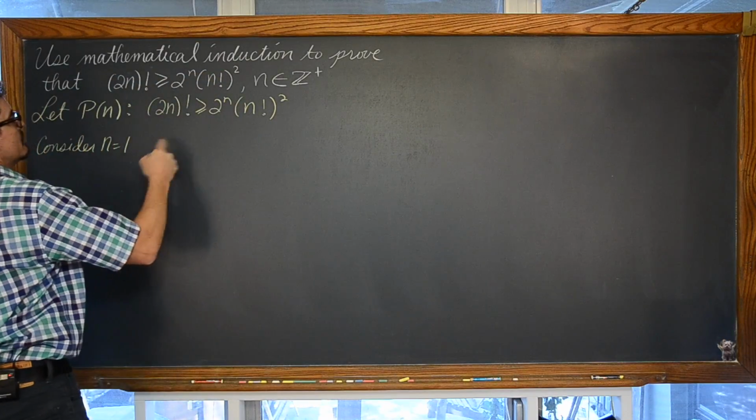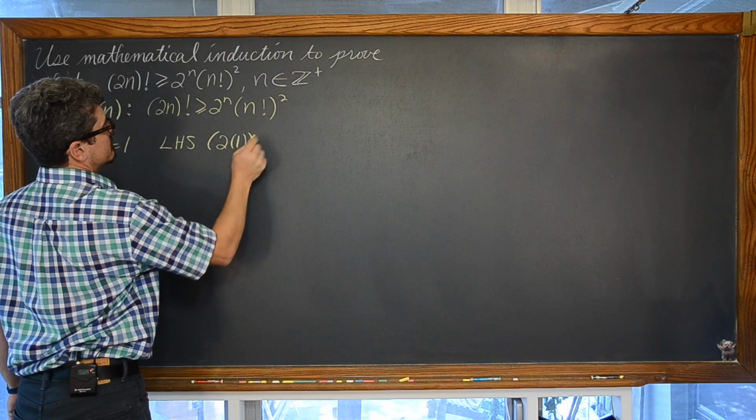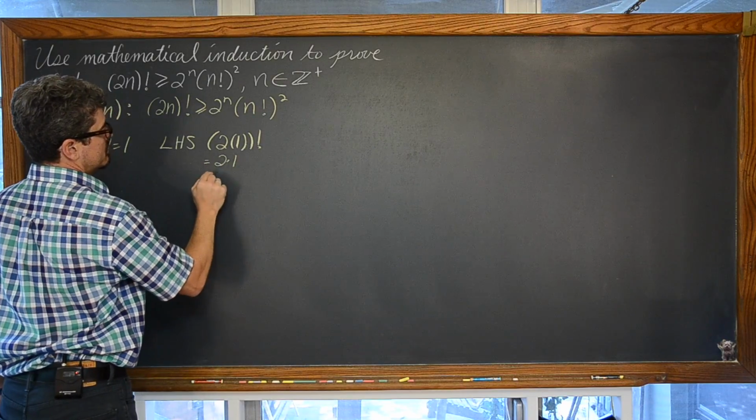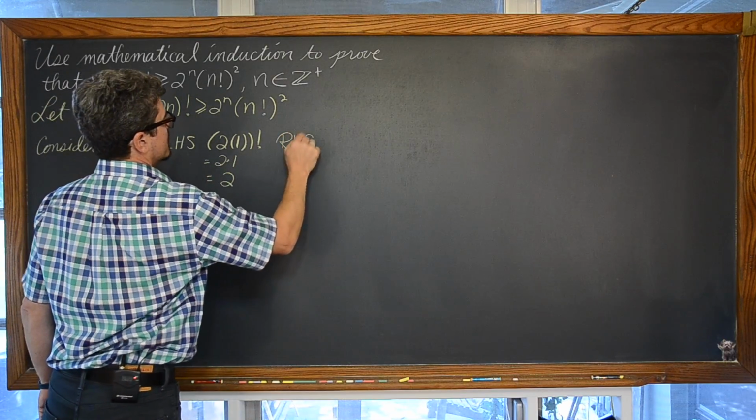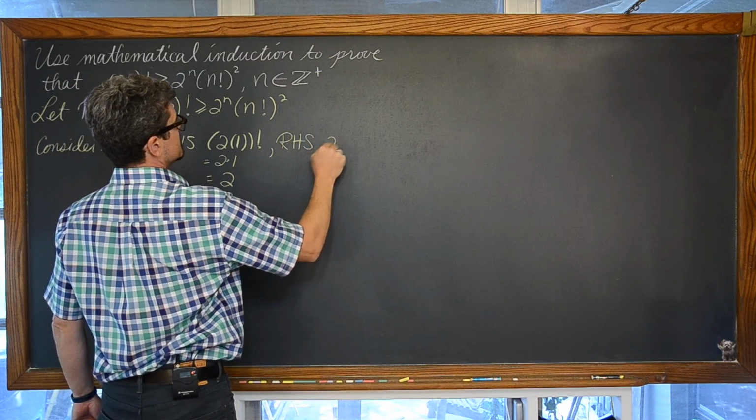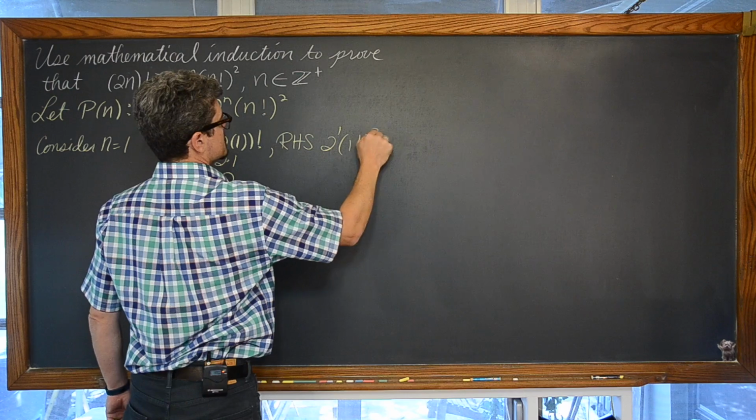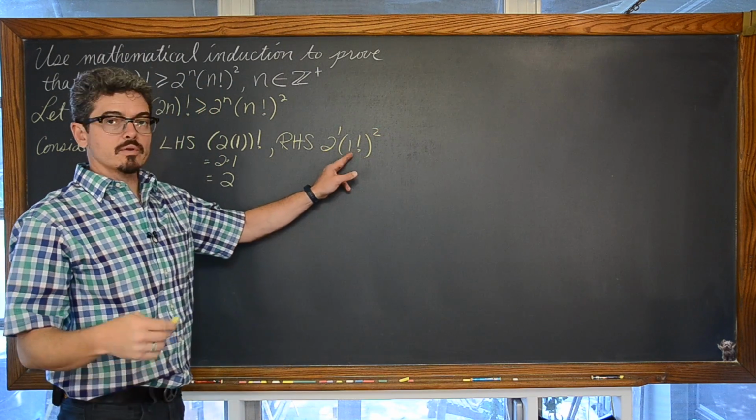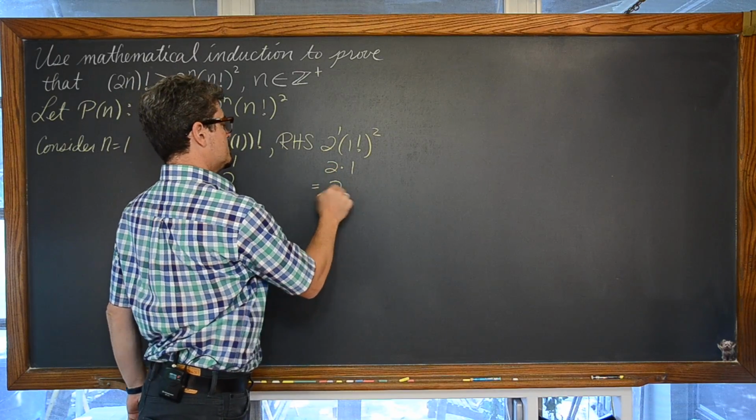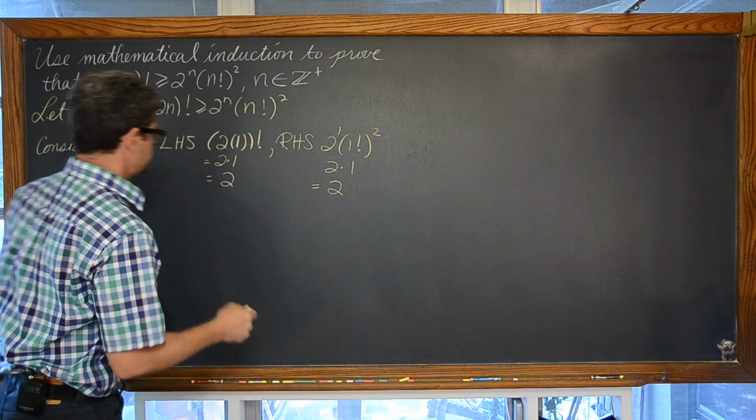So what we have here for our left-hand side is 2 times 1 factorial, of course, is 2 times 1, which is equal to 2. And our right-hand side is going to be 2 to the first times 1 factorial squared. Well, 2 to the first is 2, 1 factorial is 1, 1 squared is 1, and we have 2 times 1, which is equal to 2. So the left-hand side is equal to the right-hand side, therefore P(1) is true.